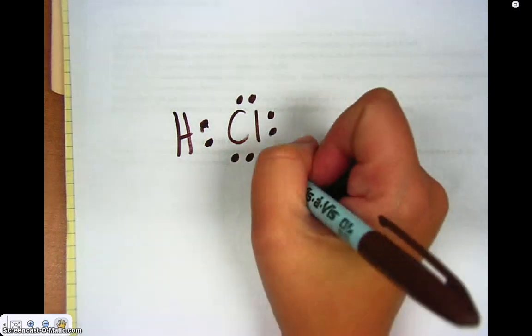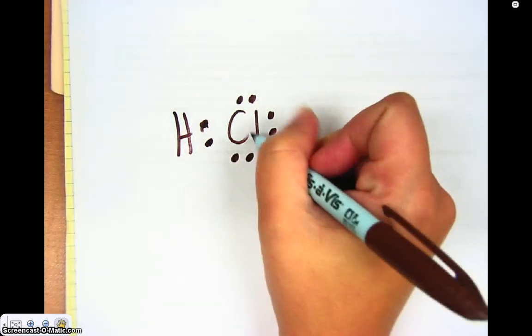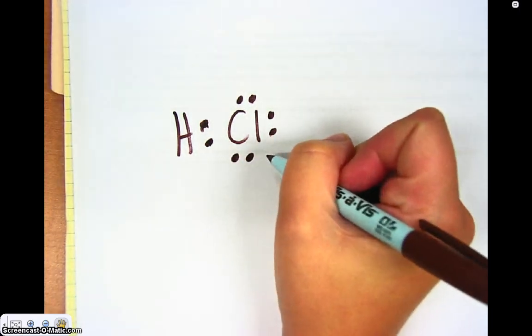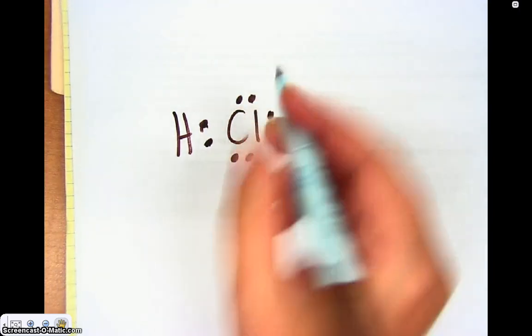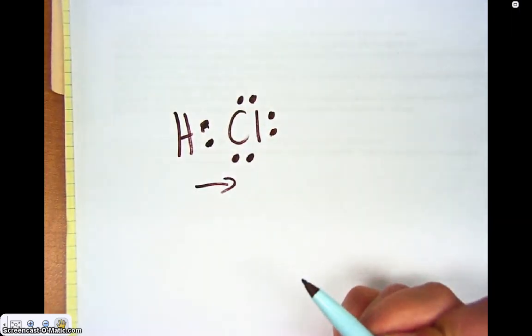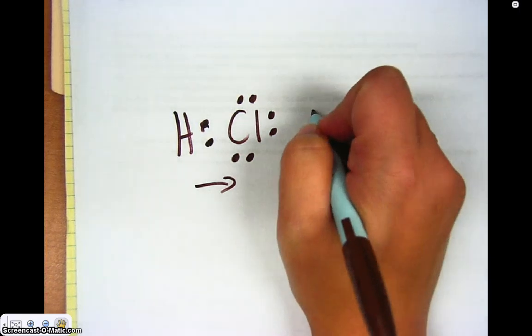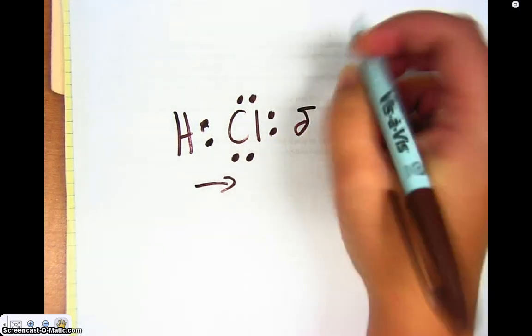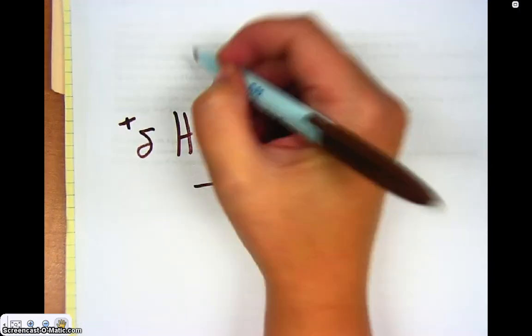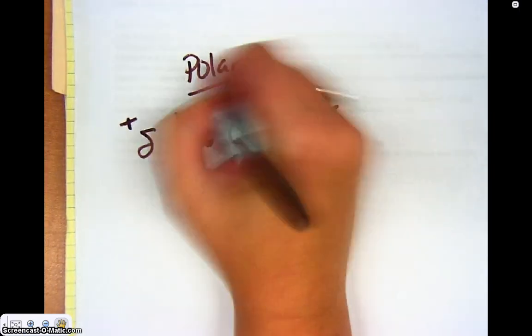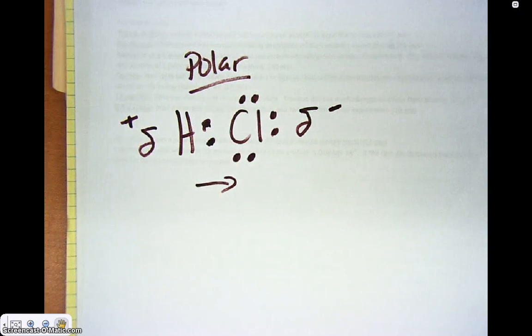So chlorine, if we look on the periodic table, is very electronegative. It's up and to the right of the periodic table, and so the electrons tend to move in this direction, and so we end up having a negative side over here and a slightly positive side over here. So that unequal sharing makes a polar molecule.